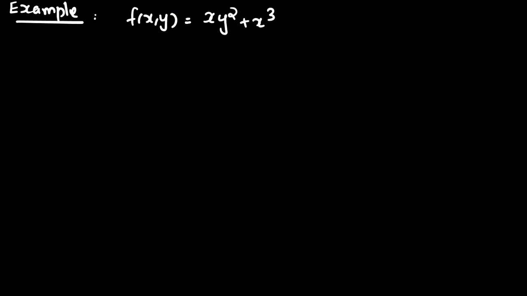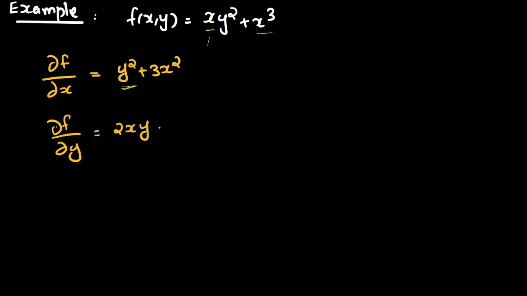Then let's see an example. f of x, y is equal to x y square plus x cube. Find out the partial derivative with respect to x, dou f by dou x, which is equal to, we keep x as the variable and y as the constant. So y square is a constant and the first derivative of x will be 1. So 1 into y square is y square. Then x cube will give 3x square.